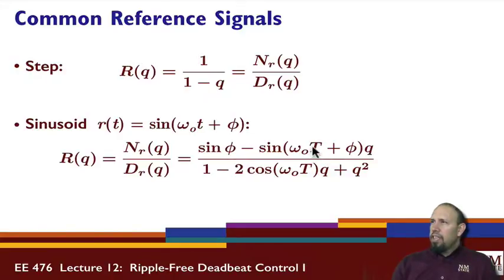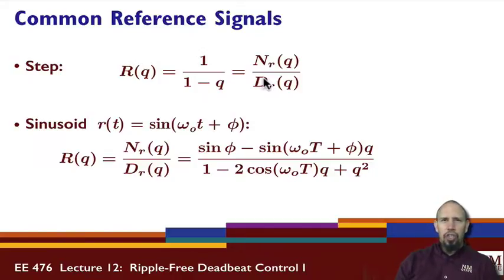So notice for a fixed omega naught, for a fixed phase phi, and for a fixed sampling period, this is just a constant. This is just a constant. This is just a constant. And so we just have a constant polynomial over a polynomial. Okay, so these are common reference signals of the type we would use. So again, it is very reasonable that we would restrict our attention to these kinds of polynomials. Okay, so those are all the assumptions we're going to make.